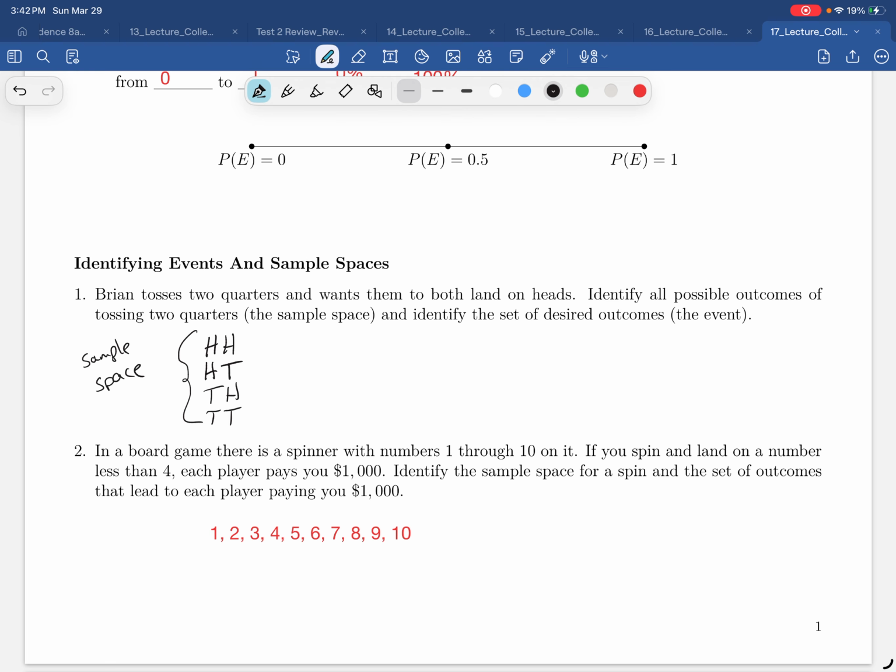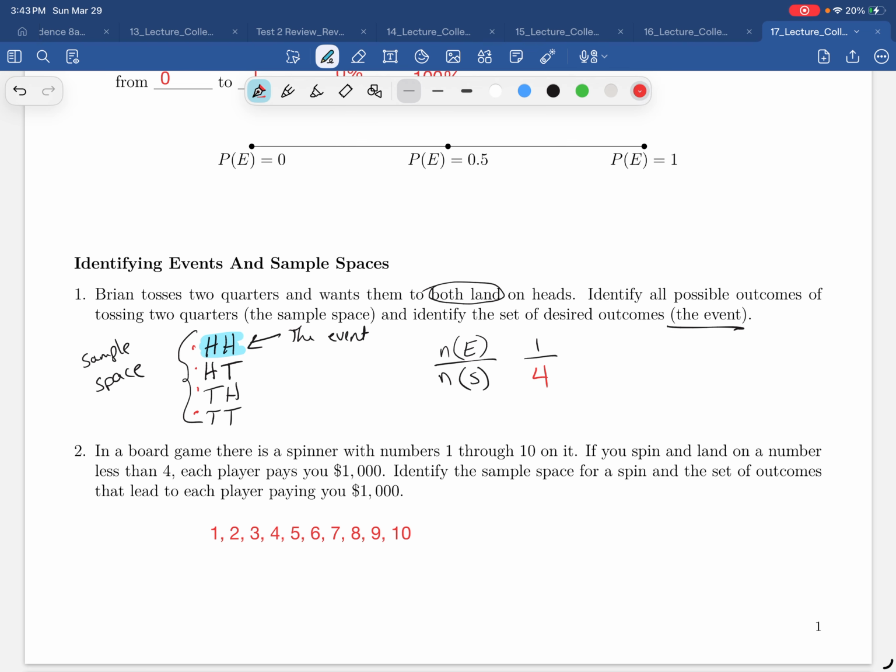Then, for the event, this case says that we want them to both land on heads. Well, it's really just one time that's possible. This right here is the event that we are looking at. So if we were trying to calculate this probability, it would be the number of items in our event over the number of items in our sample space. Well, there's only one item in this event, that's heads, heads, and there are 1, 2, 3, 4 possibilities in our sample space. So this probability is 1/4.